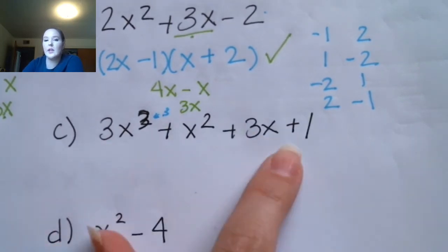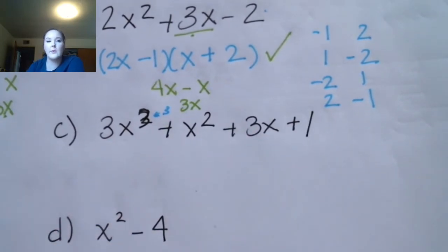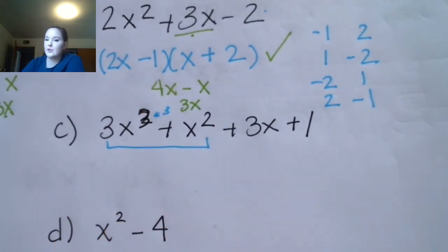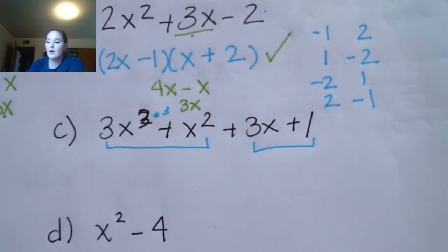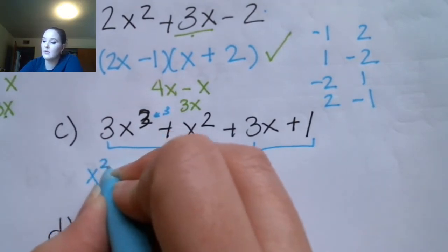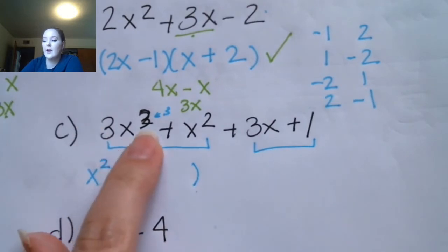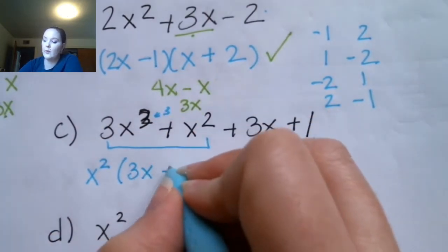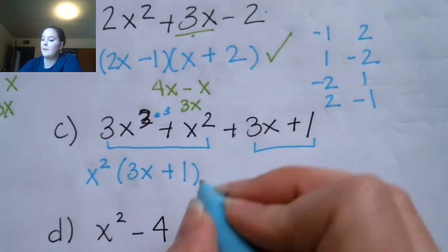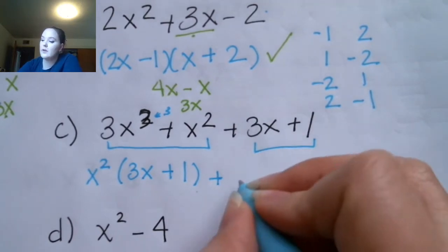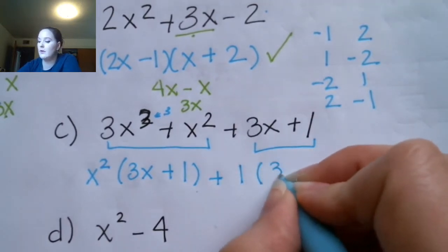When we have an even number of terms like this, one way that we can factor is by grouping. If you remember, you'll group the first 2 terms and the second 2 terms, and you factor out their common factor. The common factor here would be x squared, and when I factor that out, from here I have 3x, and here I'll just have 1 left. Here you can see that there's no common factor between 3x and 1, so I'm just going to factor out a 1.